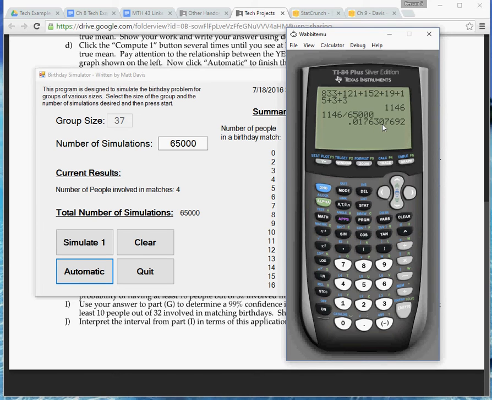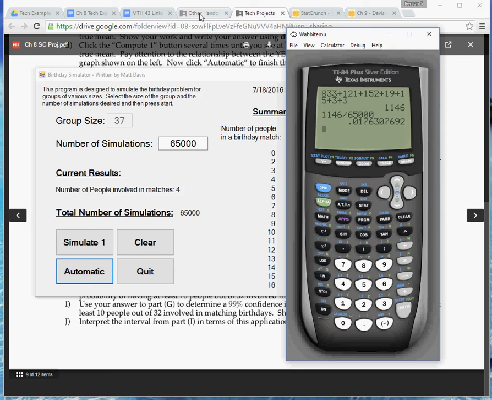So 0.017631, because they said to write that out to 6 decimal places. I'm not going to type that up in the report for time here, but this is a p hat because it's from a simulation. It's a sample proportion. So p hat equals 1146 divided by 65,000, which is approximately equal to 0.017631. So that will be the p hat that I would use. Yours should be a little bit different because your group size is different and because the number of simulations you did is different. But that's the idea for getting p hat.